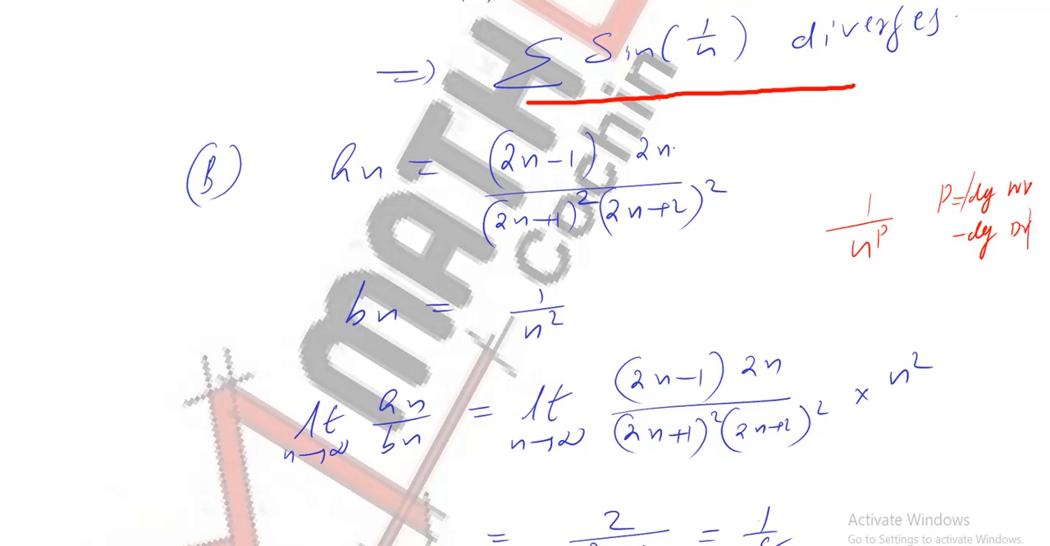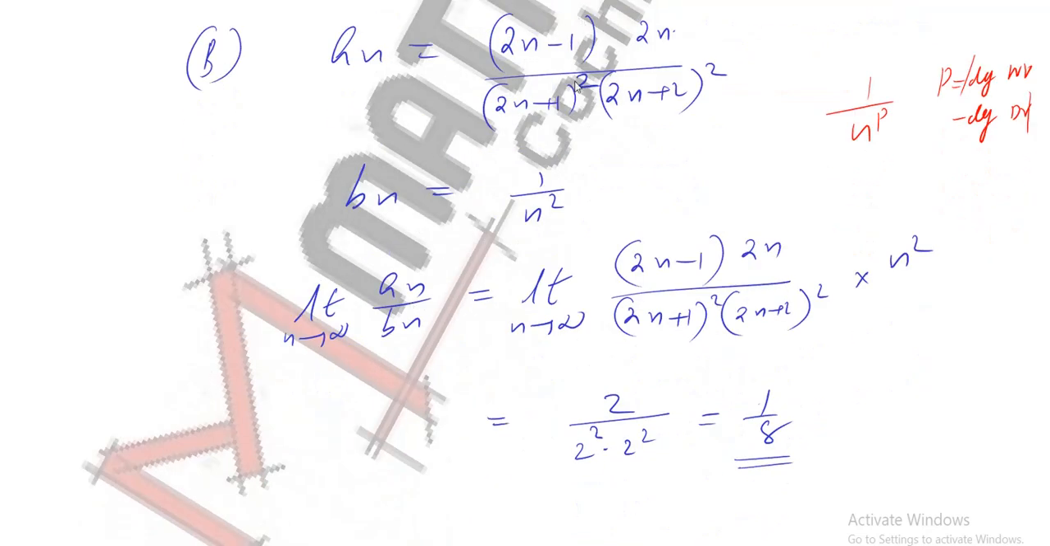Okay, so here the degree of the denominator is 4 and the degree of the numerator is 2. So when you subtract that, you will get p is equal to 2. So 1 by n square is going to be bn. Now you can divide an by bn and you will get, this n square goes to the numerator, and now both numerator and denominator will be of the same degree 4.